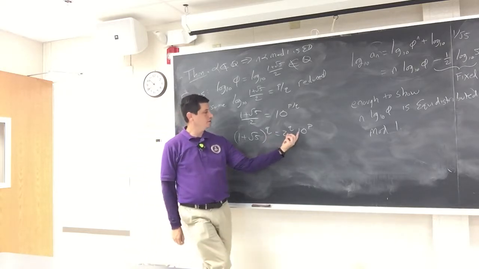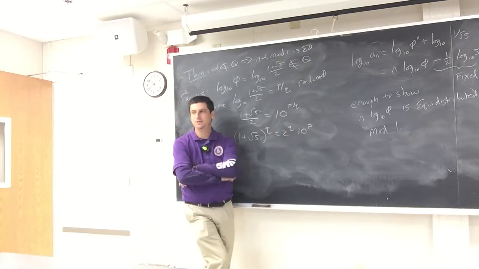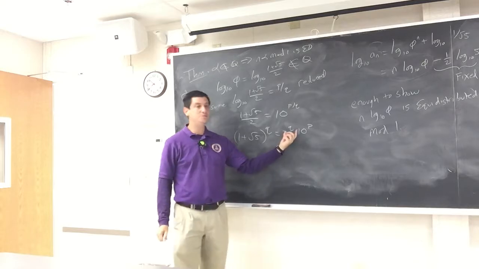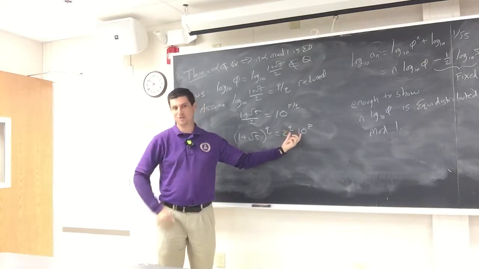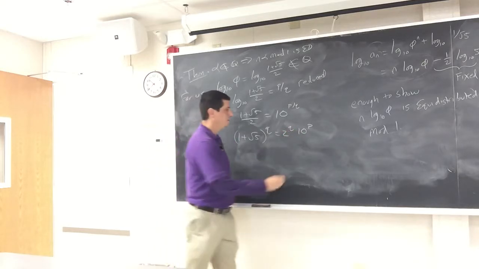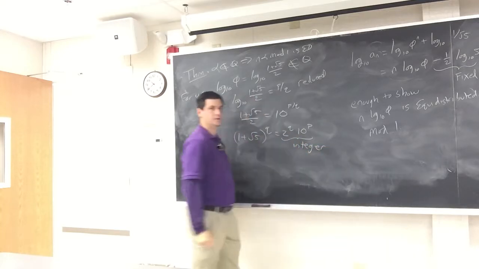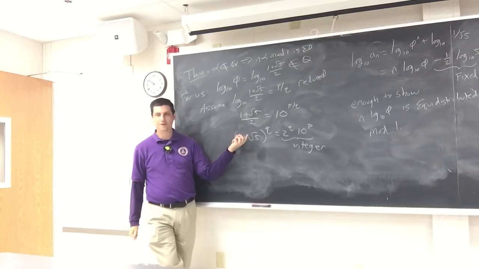What kind of number is 2 to the q 10 to the p? Rational. We can actually be a little bit stronger than rational. Rational is fine, but it's an integer. This is an integer. Is there any way all the root 5s could cancel?